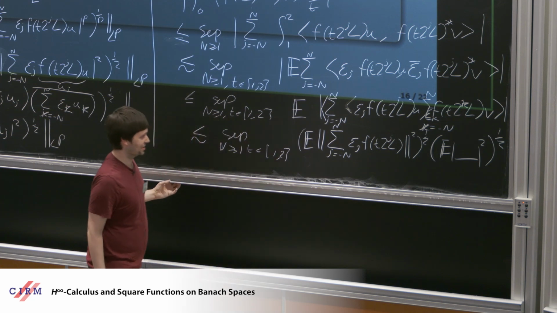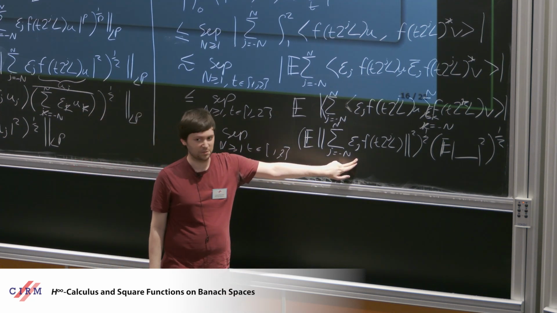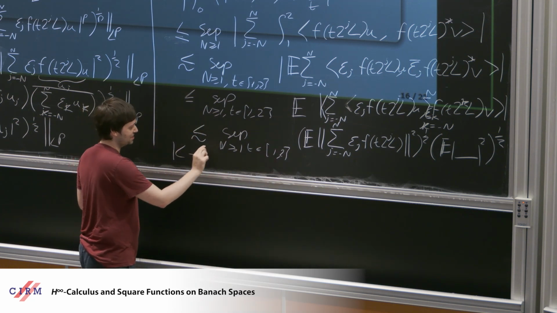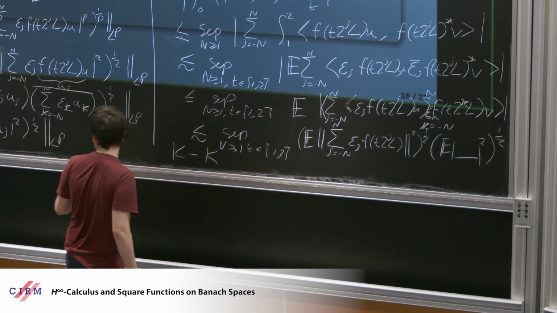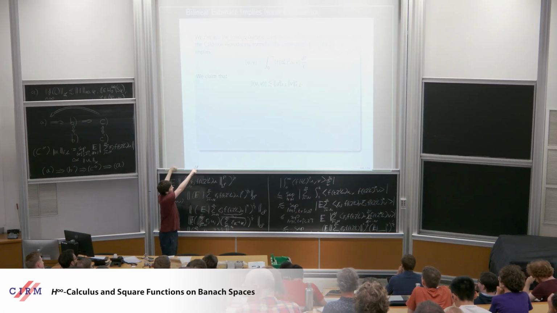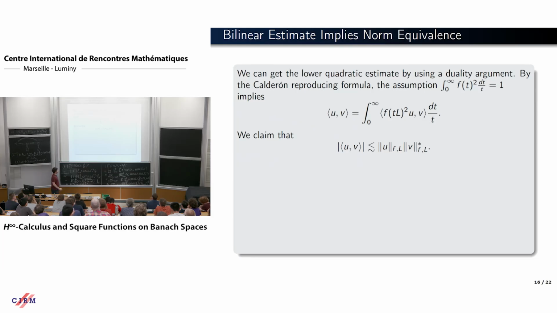Just to save a bit of writing. But these things are precisely the L2 Rademacher sums. Use Kahane-Khintchine again. These things are equivalent exactly to the square function norms. And so we have that estimate. Now that we have that estimate, it's easy.